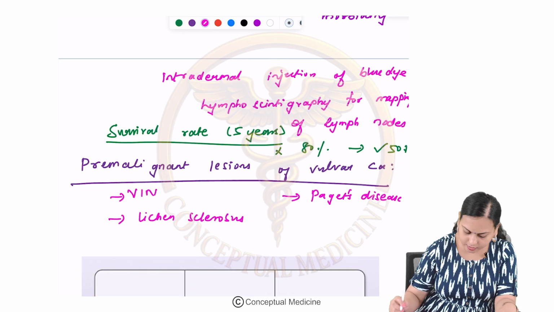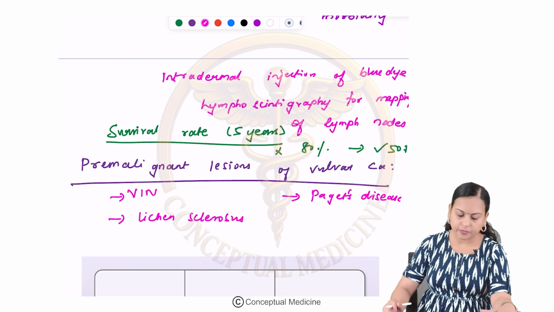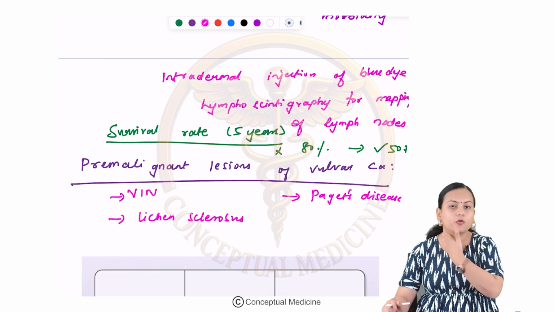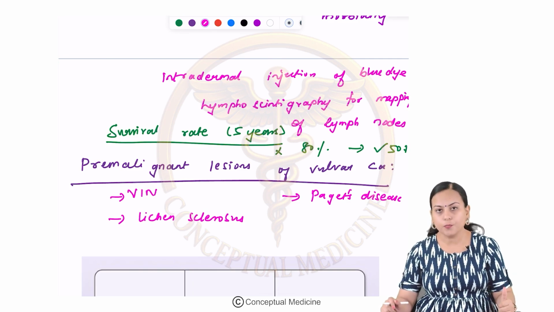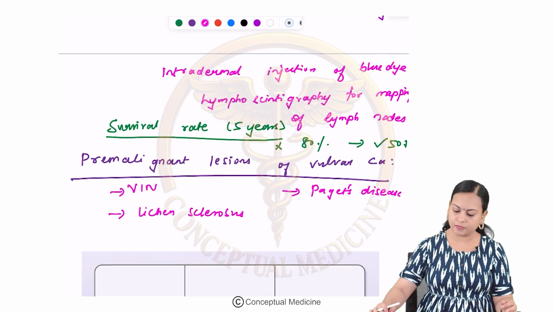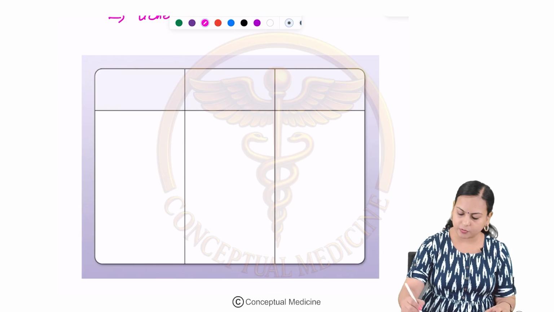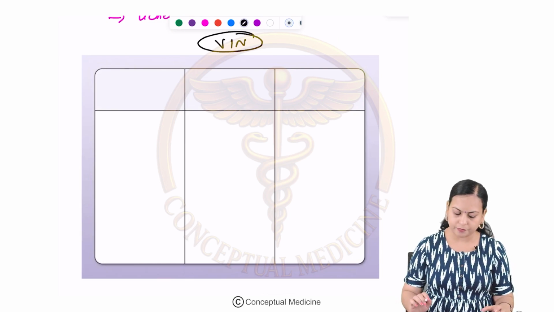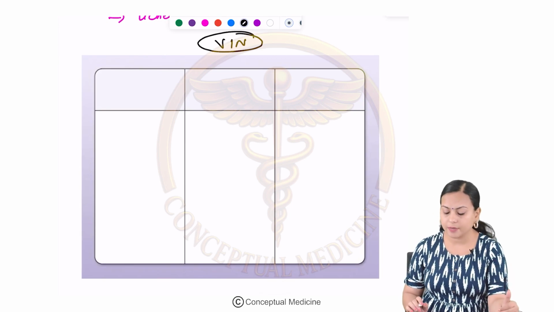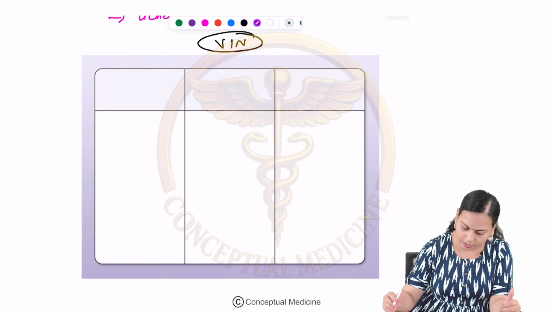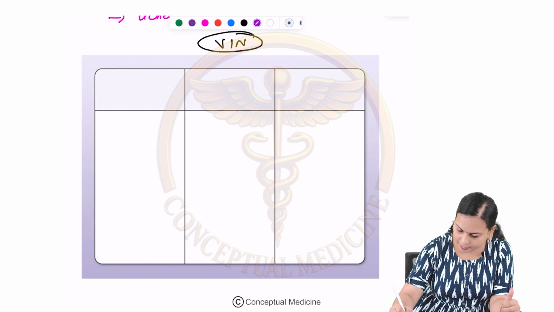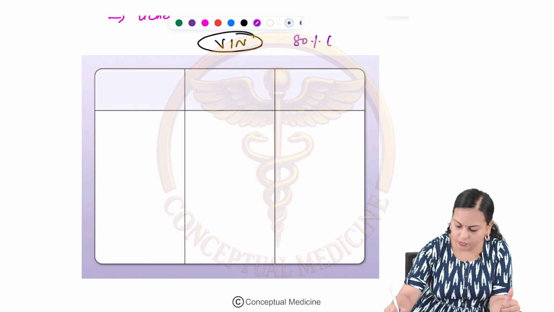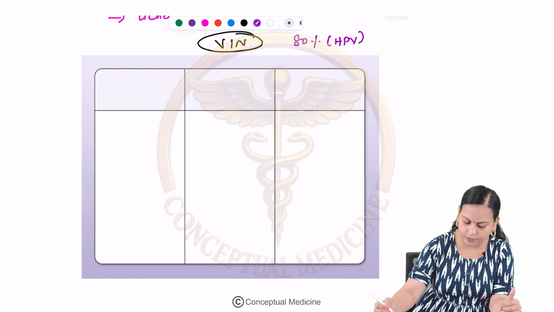So these are the main things we are going to discuss. However, squamous metaplasia and condyloma acuminatum also can lead to vulvar cancer. Okay, so now let's discuss vulvar intraepithelial neoplasia. You have to know that 80% of these cases are associated with HPV infection.